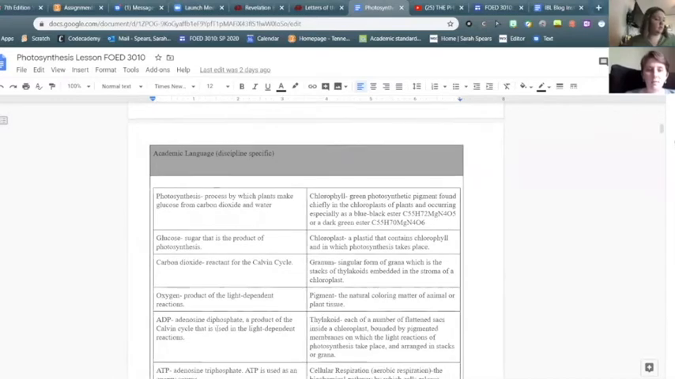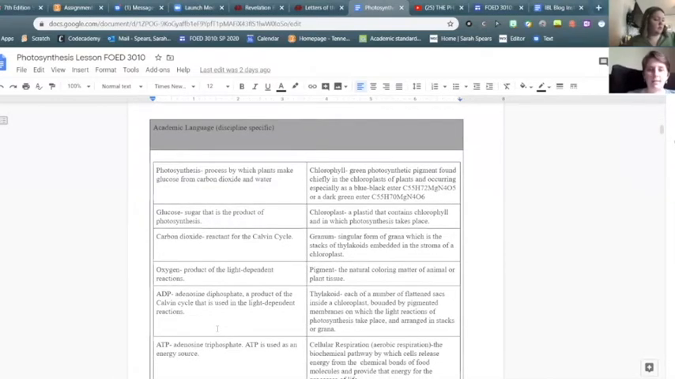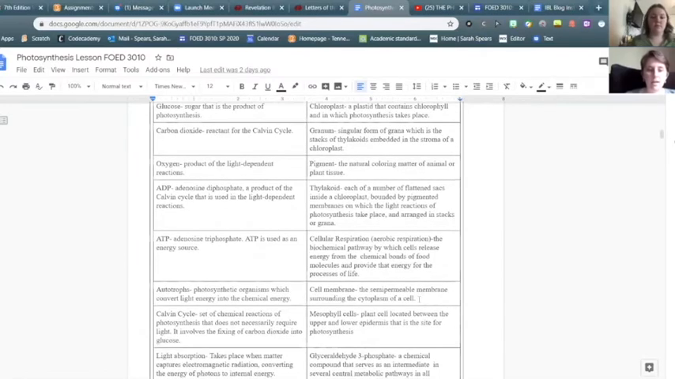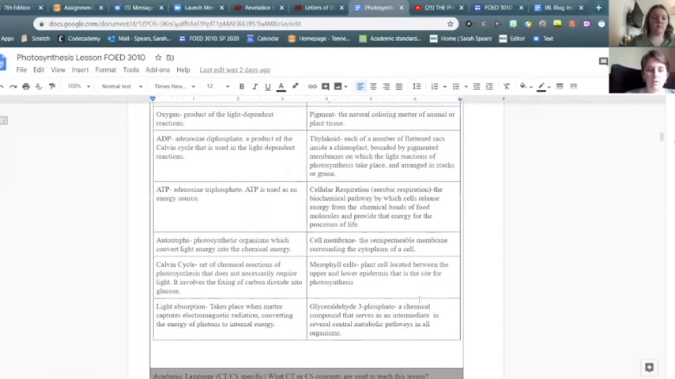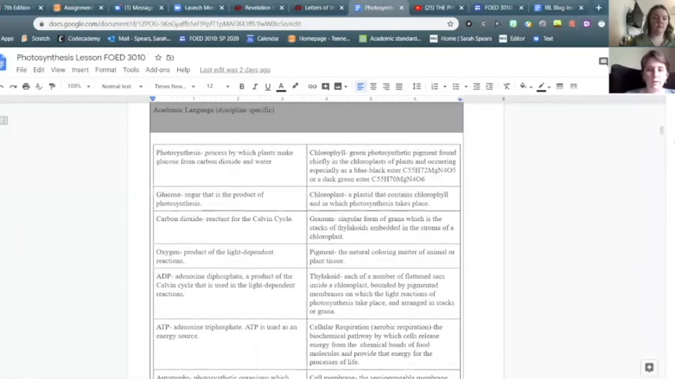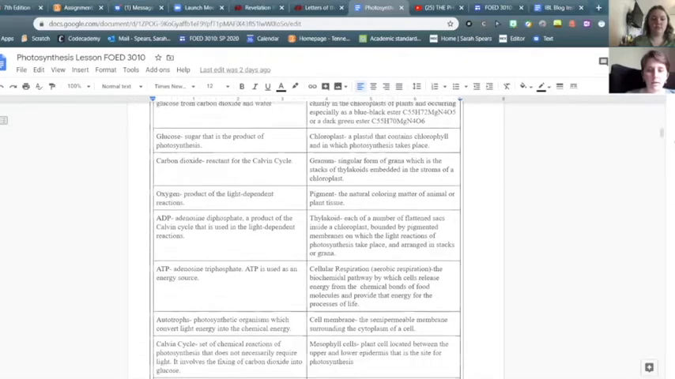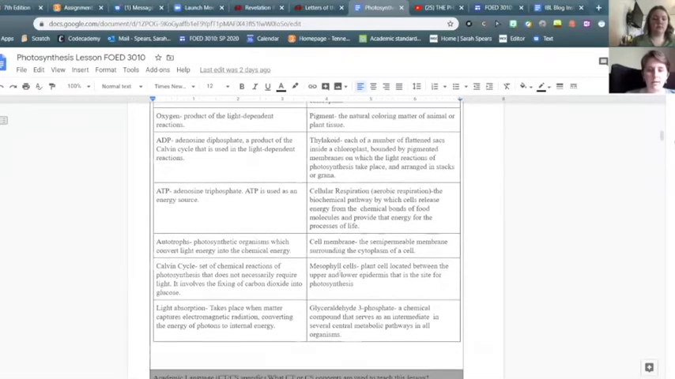So the academic language that we really want to address in this lesson is going to be this chart right here. So we're going to go over photosynthesis, glucose, carbon dioxide, oxygen, ADP, ATP, autotrophs, Calvin cycle, light absorption, chlorophyll, chloroplast, granum, pigment, thylakoid, cellular respiration, cell membrane, mesophyll cells, and glyceraldehyde 3-phosphate.